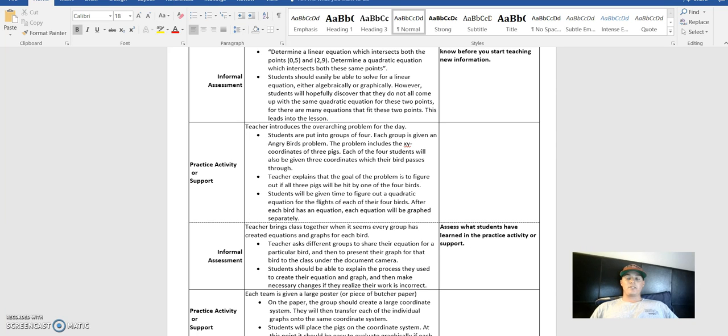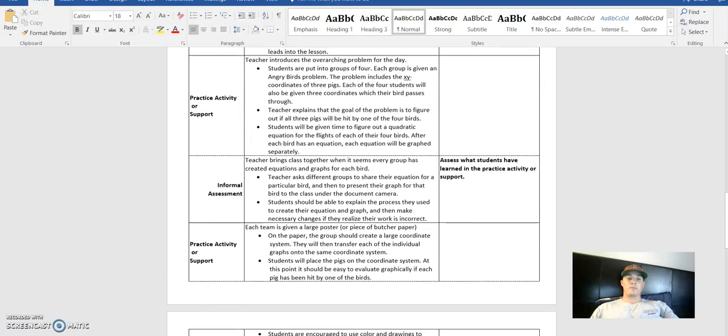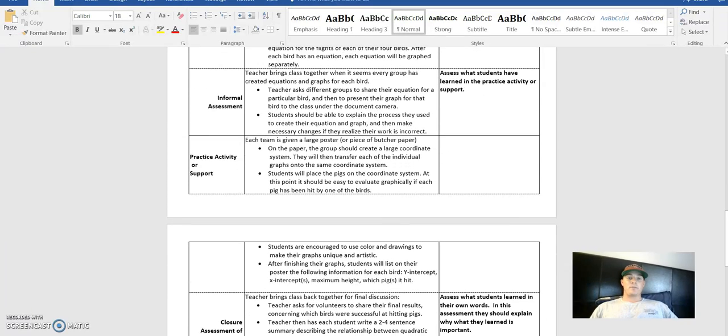how each group has done as far as creating equations and then also graphing each equation separately on a coordinate system. The teacher also asks different groups to share the equation for a particular bird. So 4 different groups will share their 4 different equations, and they should be able to explain the process they used to come up with their equation and their graph.